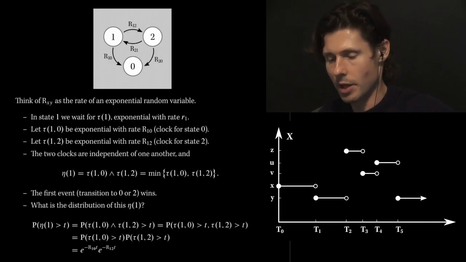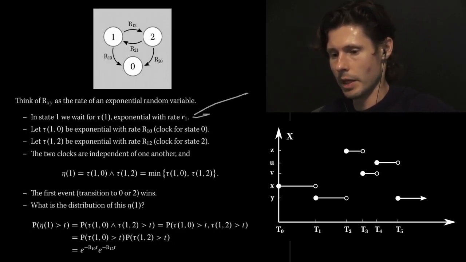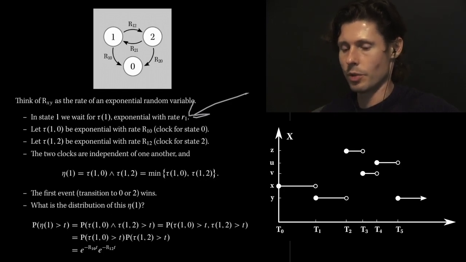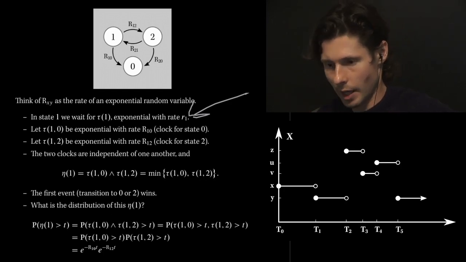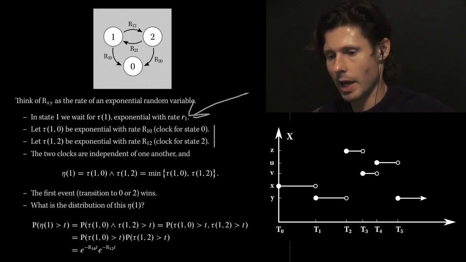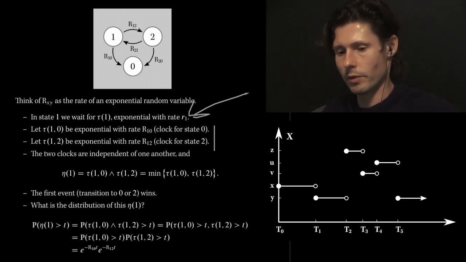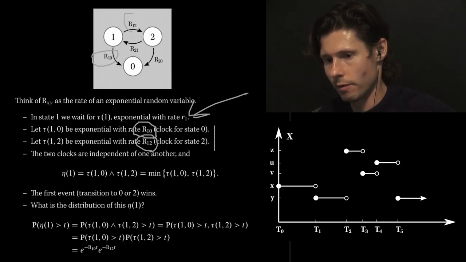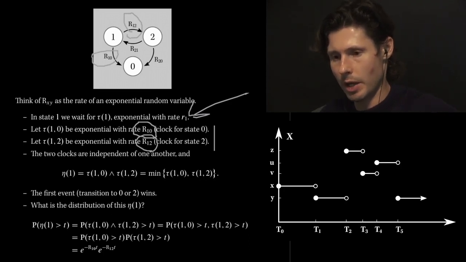So here's a summary of this. Our previous way of thinking was that in state 1, we stay for time tau 1, distributed exponentially with rate r1. Now we're going to think about it differently, as two clocks, two waiting times: one of them tau 10 and one of them tau 12. Both are exponential. Tau 10 has the rate associated with the arrow from 1 to 0, this one right here, and r12 is associated with the rate from 1 to 2. And so we have these two clocks. They're independent of one another.